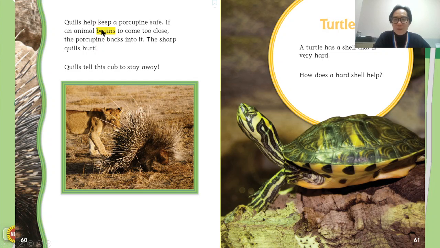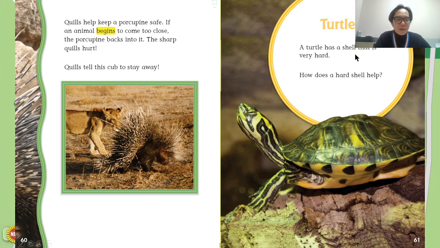Quills can help keep a porcupine safe. If an animal begins to come too close, the porcupine backs into it. The sharp quills hurt. Quills tell this cub to stay away. What kind of cub do we see here? Is it a bear cub? That doesn't look like a bear cub. That's a lion cub. And now we have a turtle.